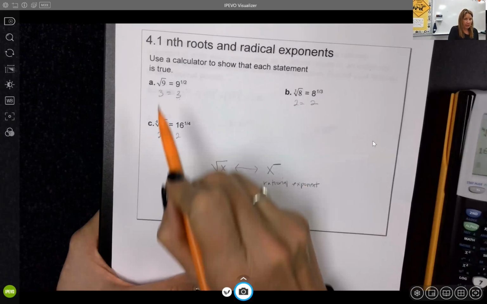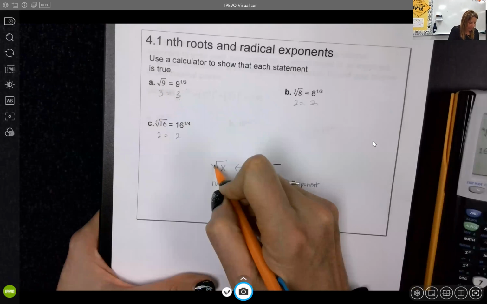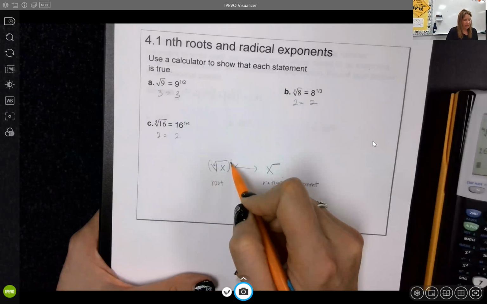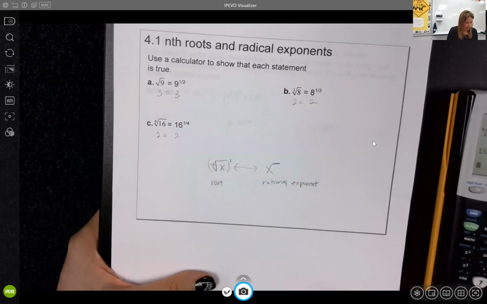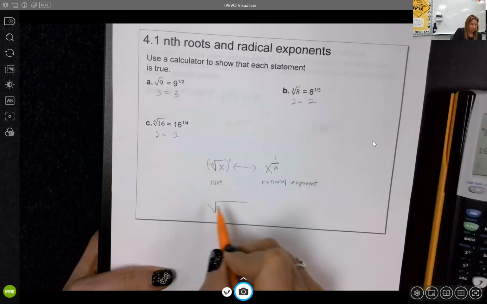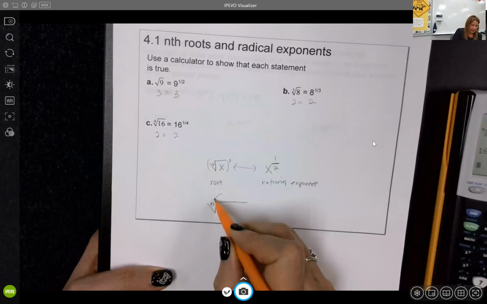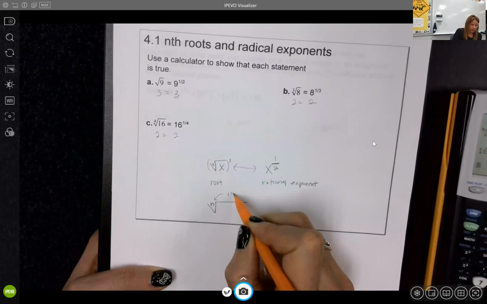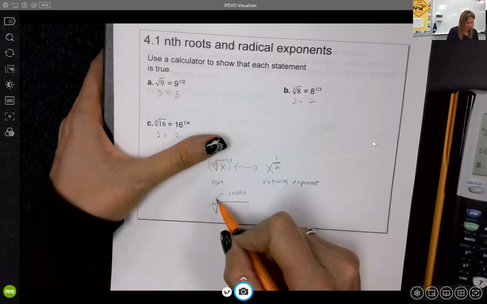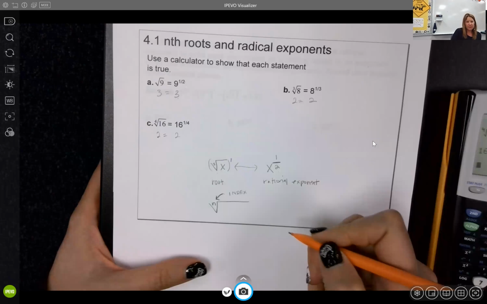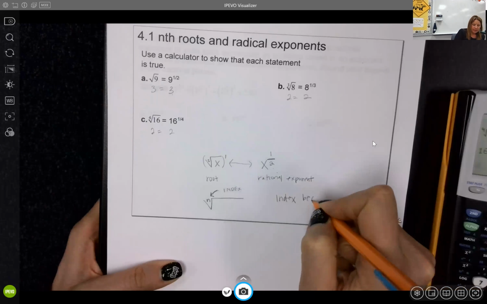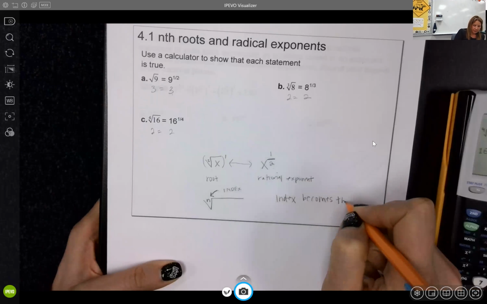What you need to know is that when I have a square root like this, there's automatically a 2 right there. And then x is to the 1 power, so it's a 1 like this. So this would be 1/2. This number right here is called the index. Write that in your notes. Show where the index is, and it will show you that the index becomes the denominator. So write that down: the index becomes the denominator.